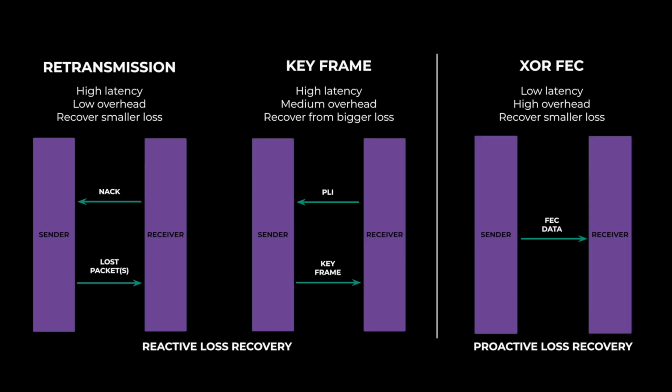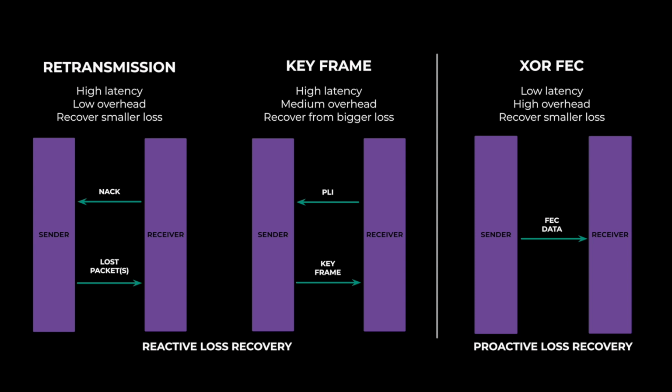In the open source community, there are three mature solutions: retransmission, keyframe, and XOR-based FEC. They can be grouped into two categories: reactive or proactive. Retransmission and keyframes are reactive. For example, if the receiver side detects a sequence number gap, it will send an RTCP NACK request to the sender side, so that the sender can resend those lost packets and the receiver can resume the video playout.